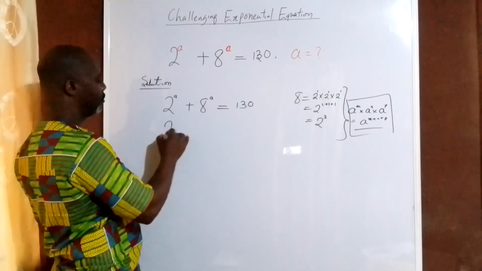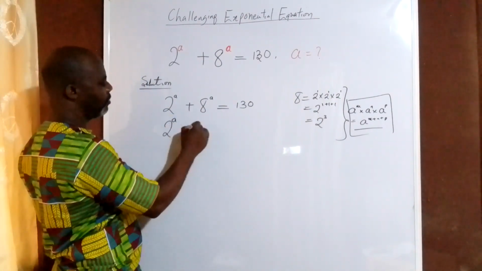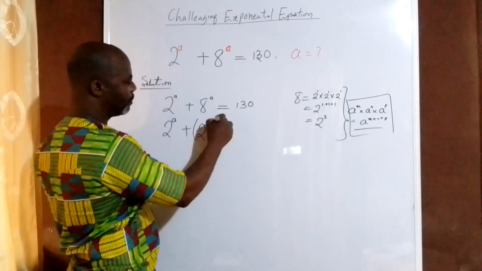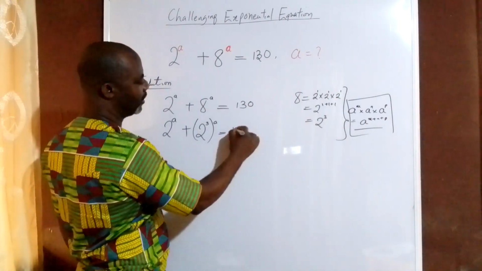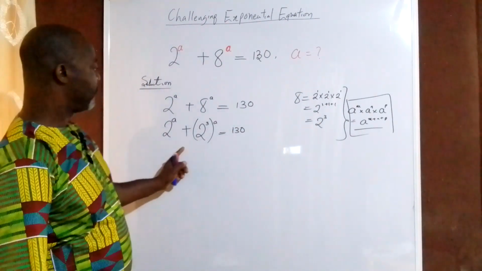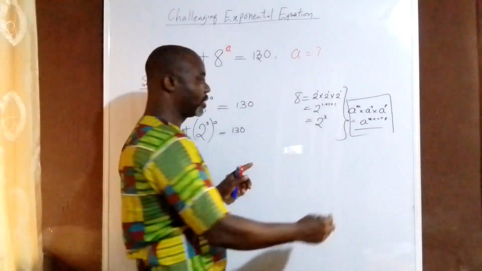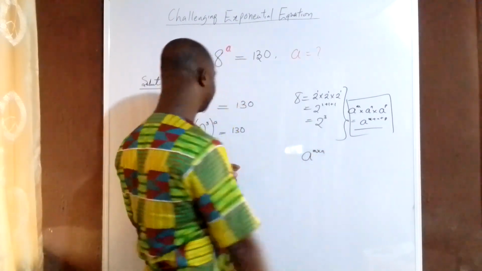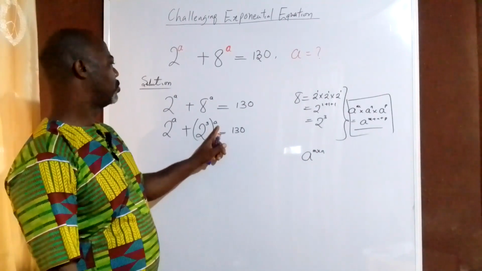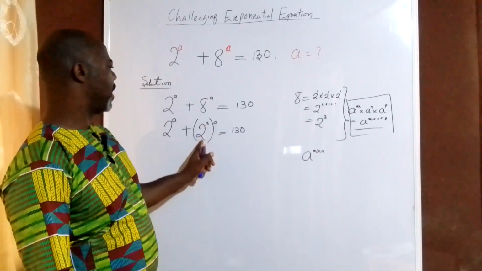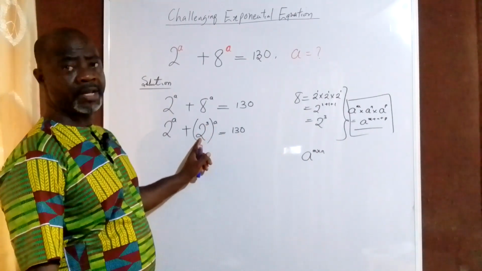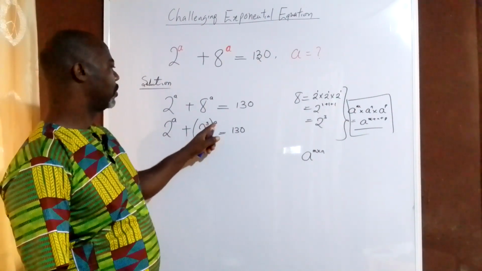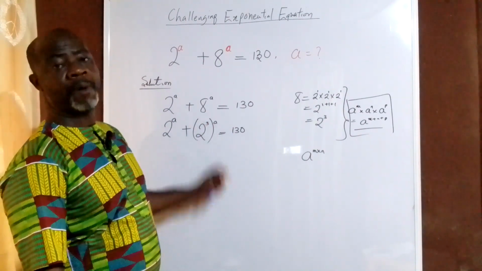And therefore, the next line of the equation becomes 2 to the power of a plus 2 to the power of 3, all to the power of a, equal to 130. And then here, I'm going to use another rule of indices, where we have a base raised to the power of 3 and then to another power, so we have a product of powers here.